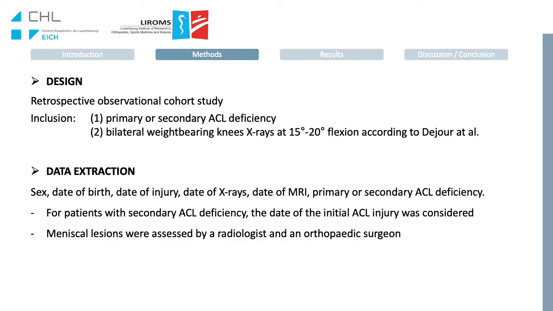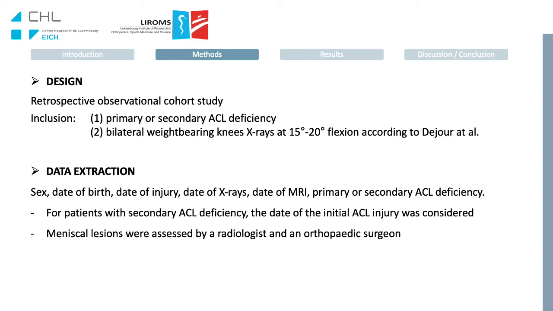Our study was designed as a retrospective observational cohort study. Therefore, the Hayek Clinic database was searched for patients presenting these inclusion criteria, which were primary or secondary ACL deficiency, and the presence of bilateral weight-bearing knee X-rays performed from 15 to 20 degrees of flexion according to the study conducted by de Jure.